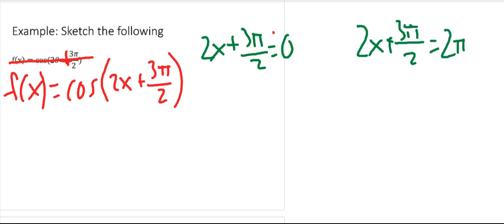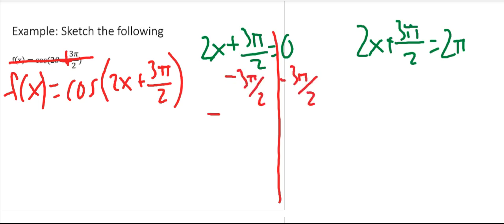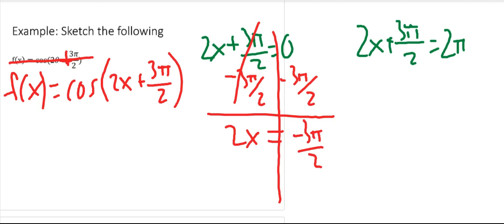Okay, so let's actually try to solve this. We can subtract 3 pi over 2 because we're just trying to isolate the variable. We get 2x is equal to negative 3 pi over 2. And this is where I want to say some of you are going to get stuck. So we're dividing by 2. And what does it even mean here to divide by 2, since we have a fraction already? We already did this before.